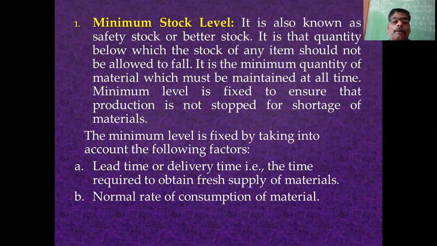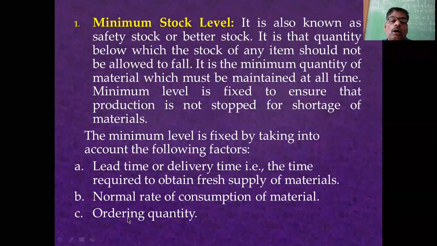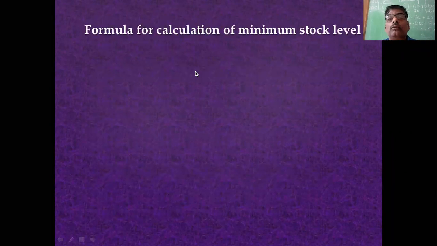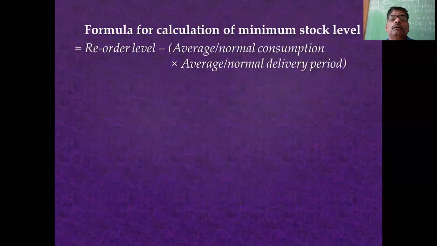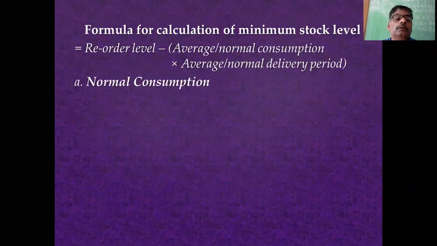And third, you have to consider ordering quantity. How much quantity you have to order? You have to fix the economic order quantity, which I already told. On the basis of these three factors, you have to calculate the minimum stock level.